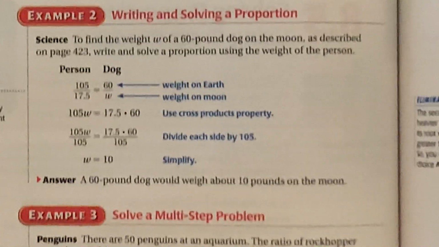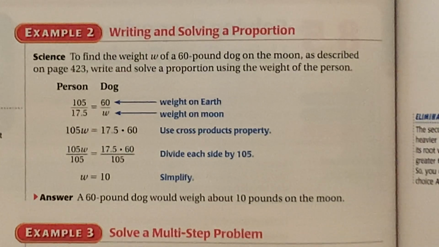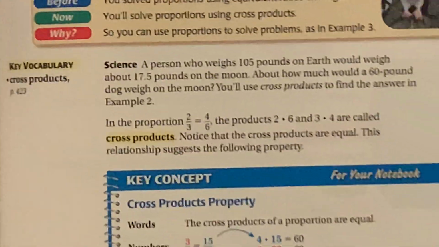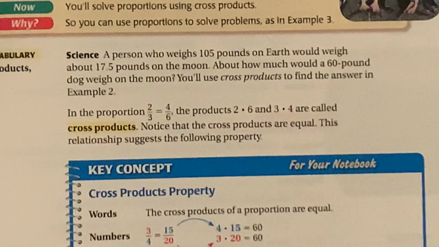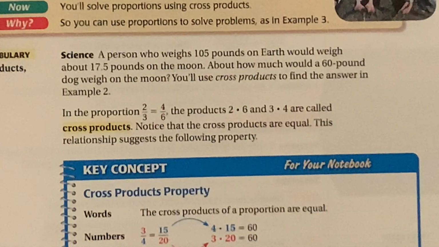All right. Okay, so example 2 says, to find the weight W of a 60-pound dog on the moon, as described on page 423, write and solve a proportion using the weight of the person. Oh man, I think I'm going to have to go back and read something. Yeah, so let's take a look. So a person who weighs 105 pounds on Earth would weigh 17.5 pounds on the moon. So about how much would a 60-pound dog weigh on the moon?